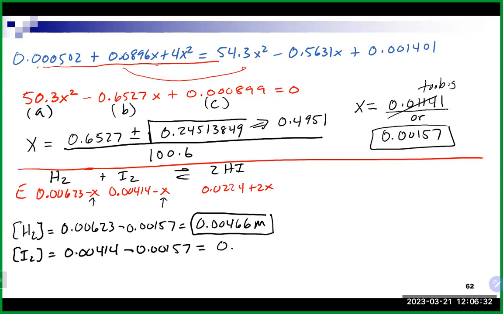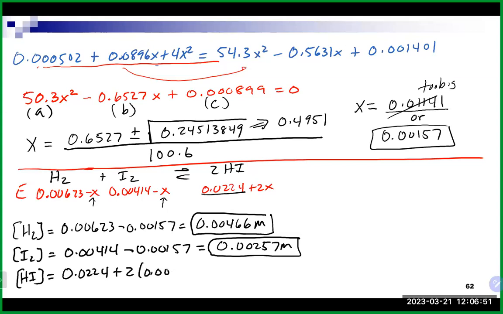Going to get us 0.00257 molar. And lastly here, our HI is going to be, remember that we do have an initial concentration that goes with that guy. So 0.0224 plus 2 times X. 0.0224 plus 2 times 0.00157 here. 0.0255 molar in this case, yeah.